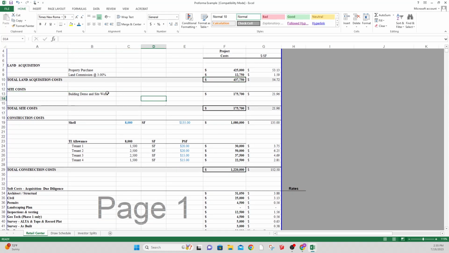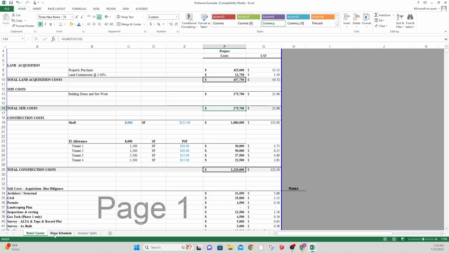Site costs. So we're going to have building. We have a small building on this site, we have to knock that down. It's kind of a shed. And then we have some site work. That's a bid that we got from our site work contractor to do this work. If you have the number, you can just dump it in there.